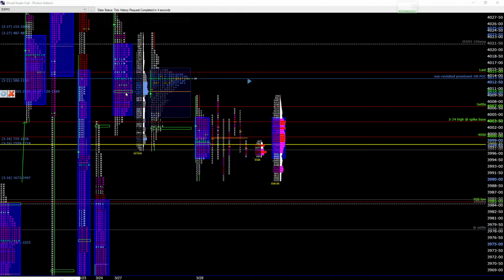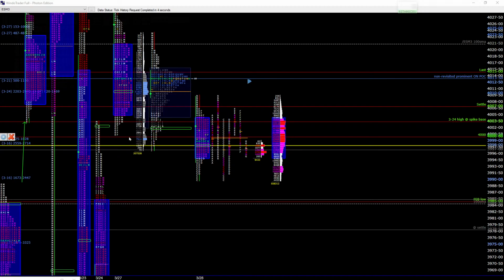But it didn't have continuation. It did the same thing, right? It was bought multiple times again from the 4,000, which happens to be also yesterday's low. This low was corrected, and after that, it was just rotational.